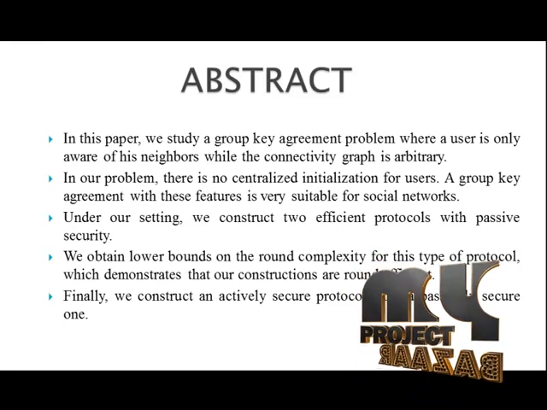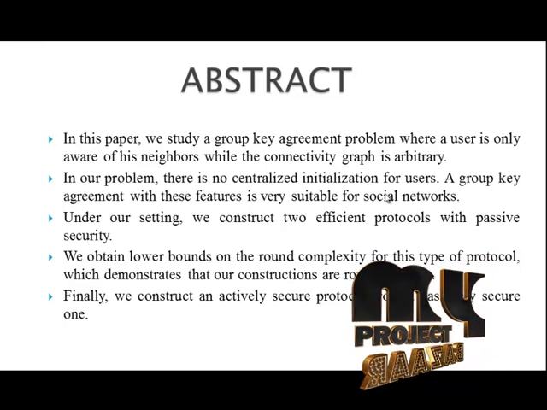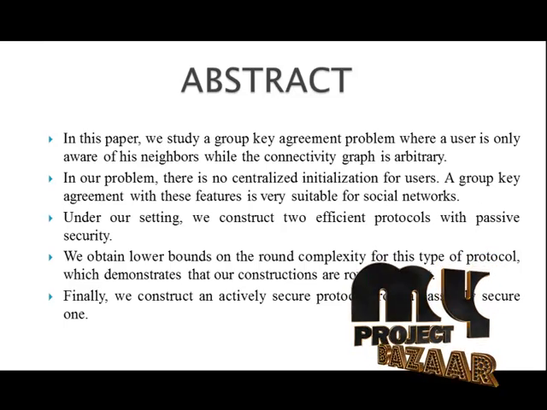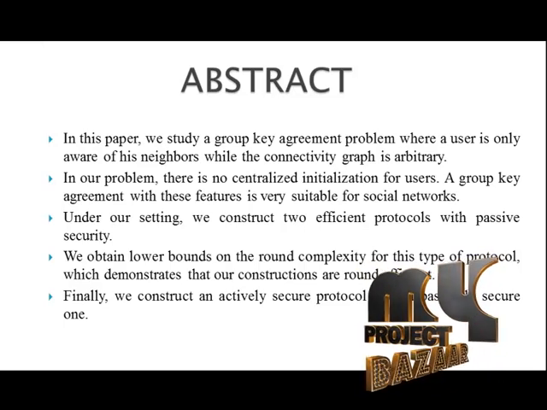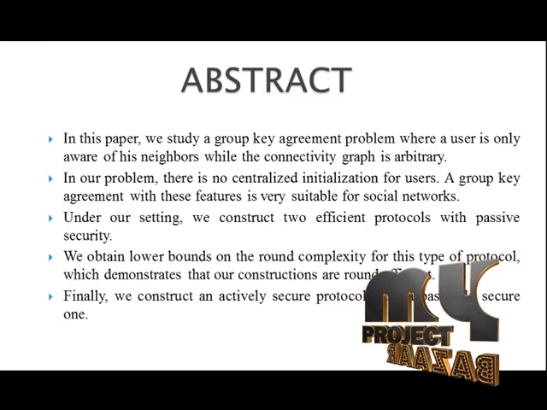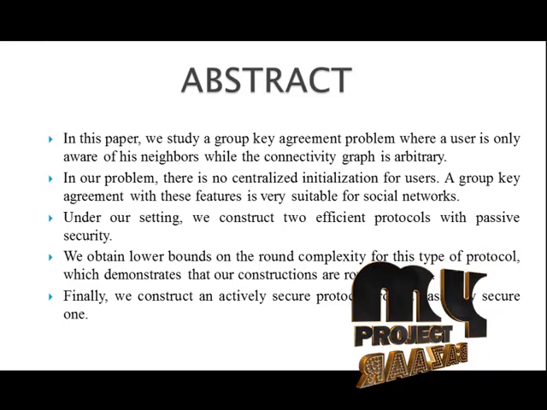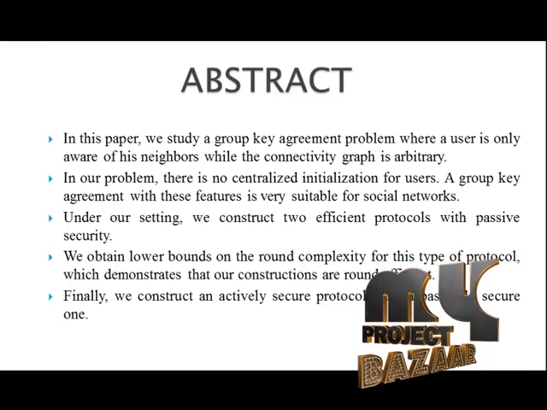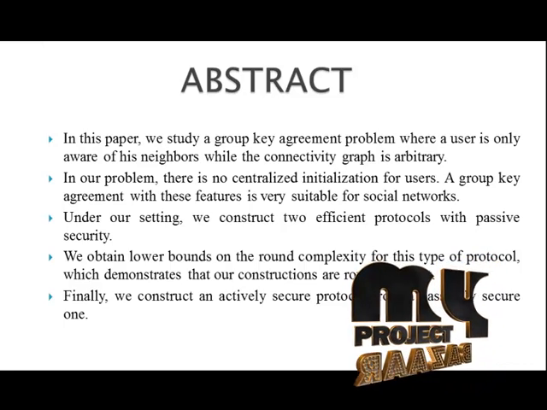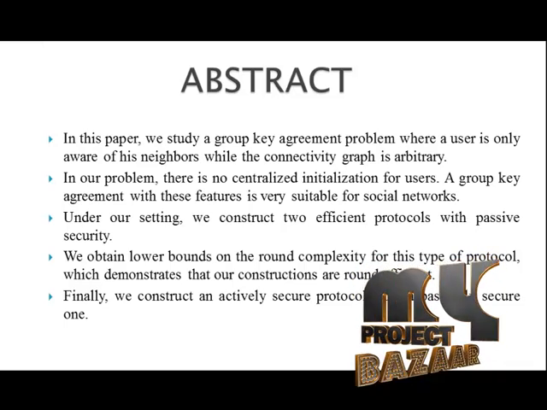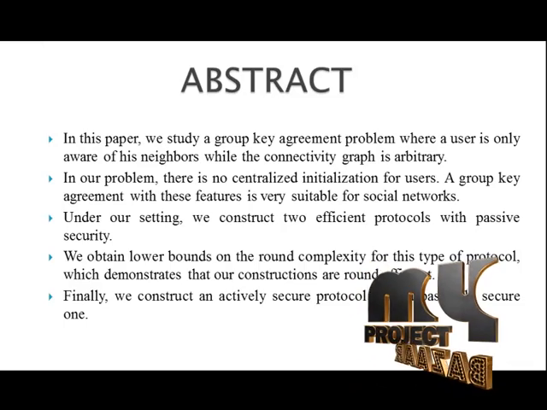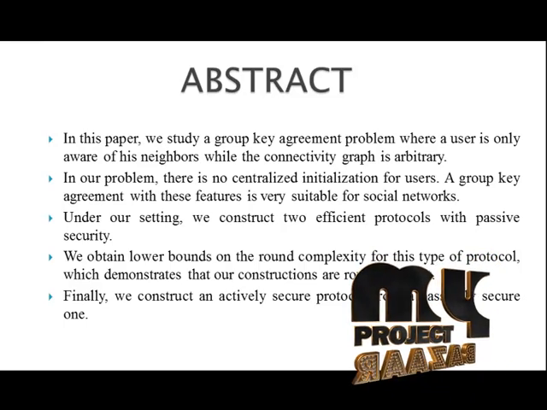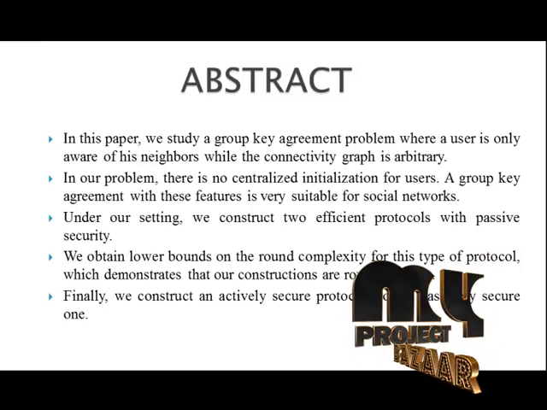Let's see the abstract for our project. We study a group key agreement problem where a user is only aware of his neighbors while the connectivity graph is arbitrary. So there is no centralized initialization for users. A group key agreement with these features is very suitable for social networks. We obtain lower bounds on the round complexity for this type of protocol, which demonstrate that our constructions are round efficient. Finally, we construct an actively secured protocol from a passively secured one.